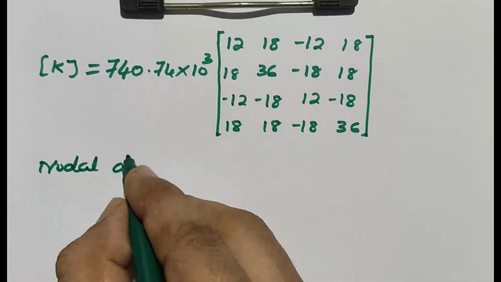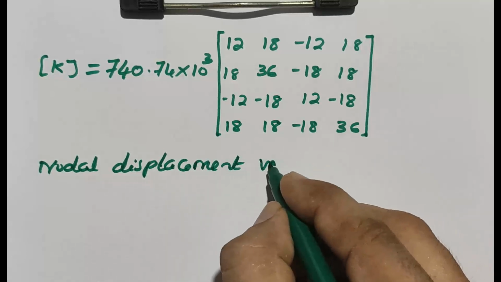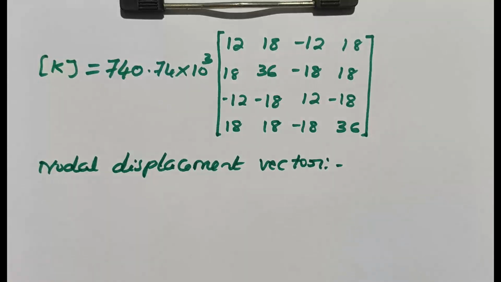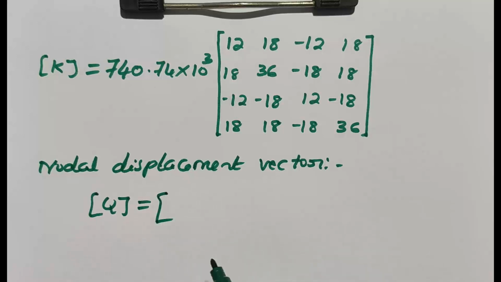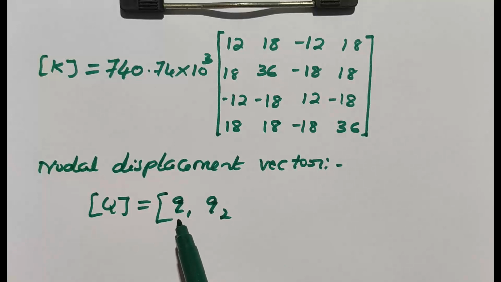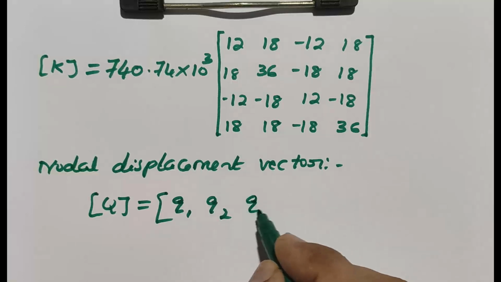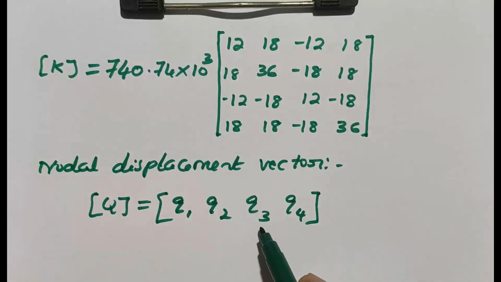Nodal displacement vector, that is Q is equal to, at node 1 we have Q1, Q2. Here Q1 is translation displacement and Q2 is slope. Similarly, at node number 2, Q3 and Q4. Q3 is the transverse displacement and Q4 is the slope, transpose. This is the global nodal displacement vector.